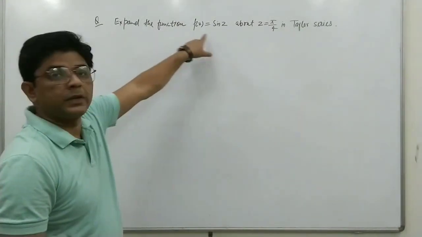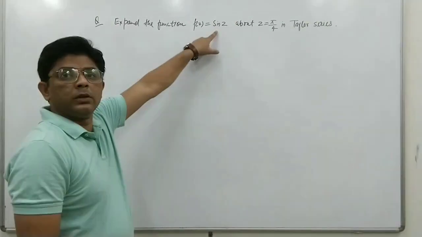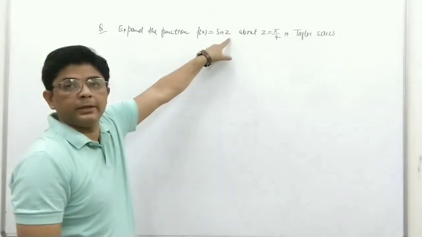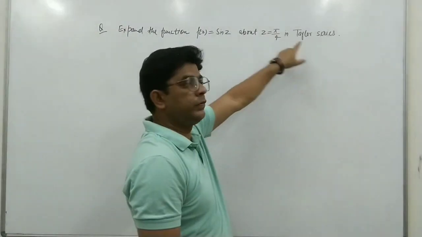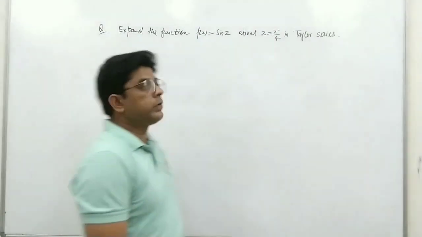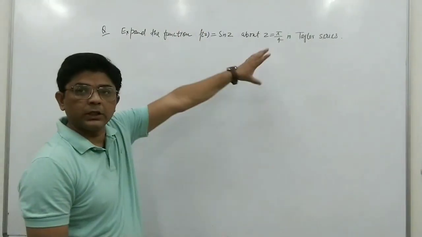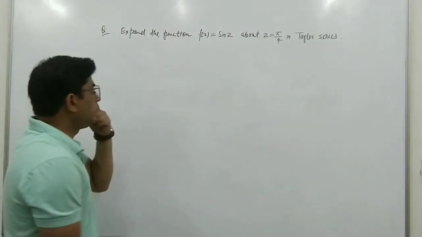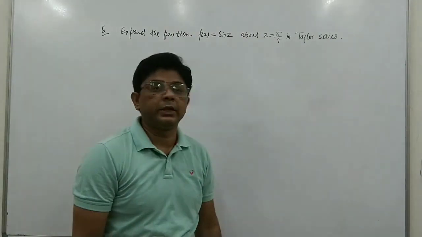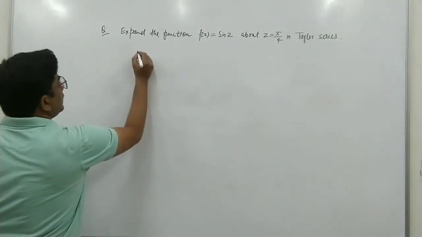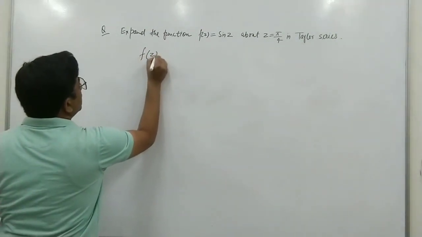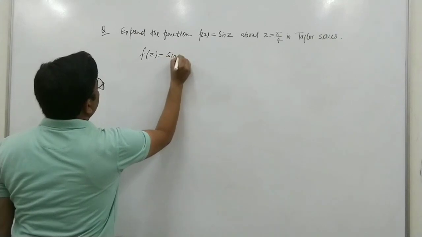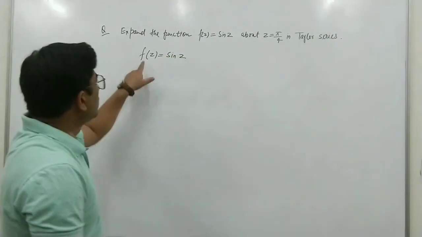Expand the function f(z) equal to sin z, a function of complex variable z, about the point z equal to pi by 4 in Taylor series. So we have to find the Taylor series expansion of this function about the point z equal to pi by 4. First of all, to expand this in Taylor series, we should have the derivatives of this function sin z. So this is f(z).